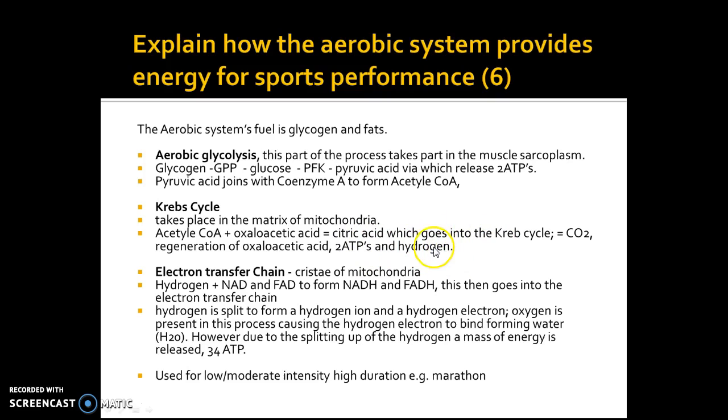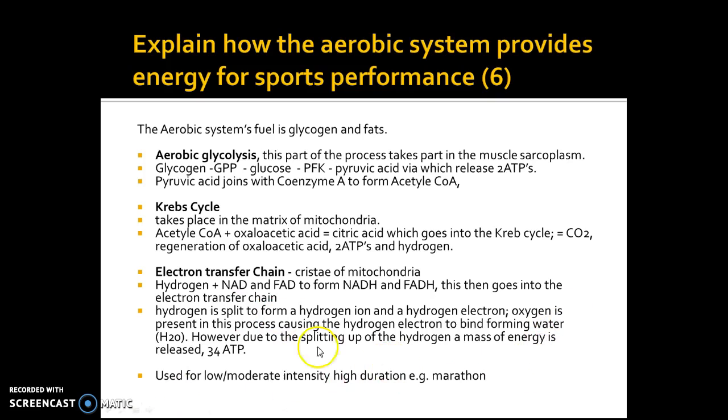Hydrogen is the key now. Hydrogen enters the electron transfer chain, which takes place in the cristae of the mitochondria. The electron within hydrogen will join NAD and FAD as they are electron carriers. What happens then is they will enter the electron transfer chain. Hydrogen is split, so within that you have an ion and the electron.